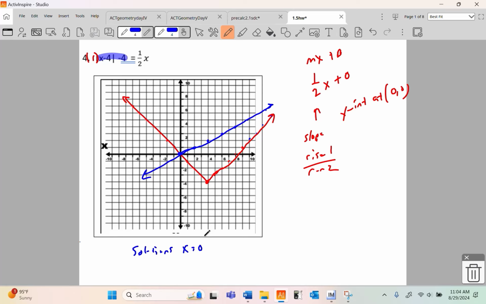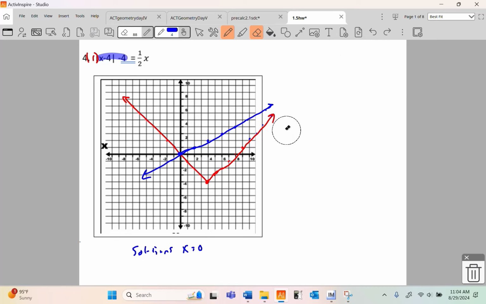All right, so algebraically, you have to do this whether you want to do it or not. Turns out a 10 by 10 grid just wasn't big enough. We have two equations. The first one is as is: x minus 4, and then minus 4 equals 1/2 x. The other one only changes the sign on the stuff inside: negative x plus 4, then minus 4 equals 1/2 x.